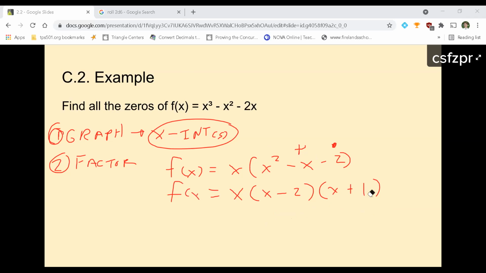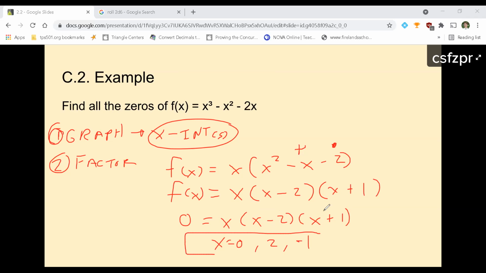And now if I'm looking for zeros, I'm saying what values of x will make that equation 0. And the nice thing about it being factored is if any factor is 0, it'll make the equation 0, right? Because 0 multiplied by anything is 0. So x could be 0. Or what would make this 0? X could be 2 or -1. Those are my zeros.